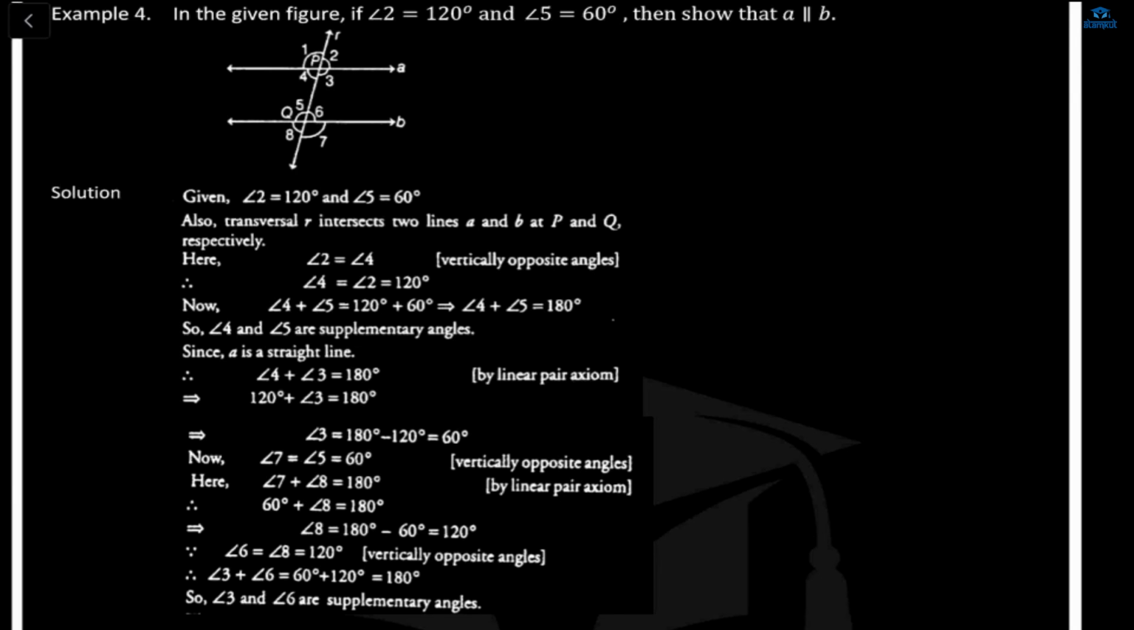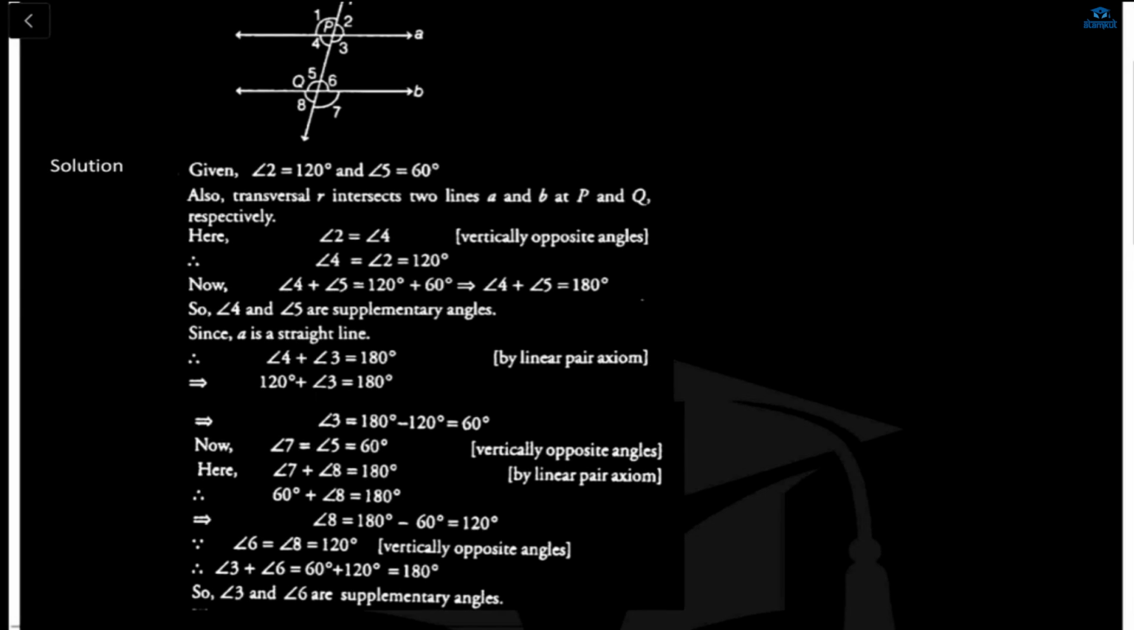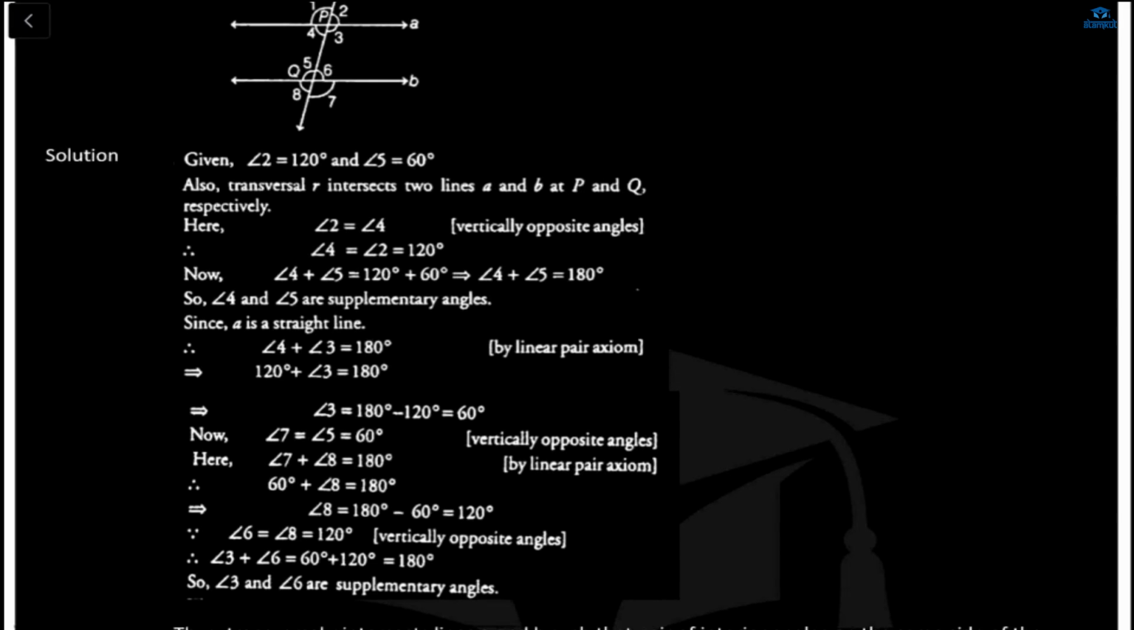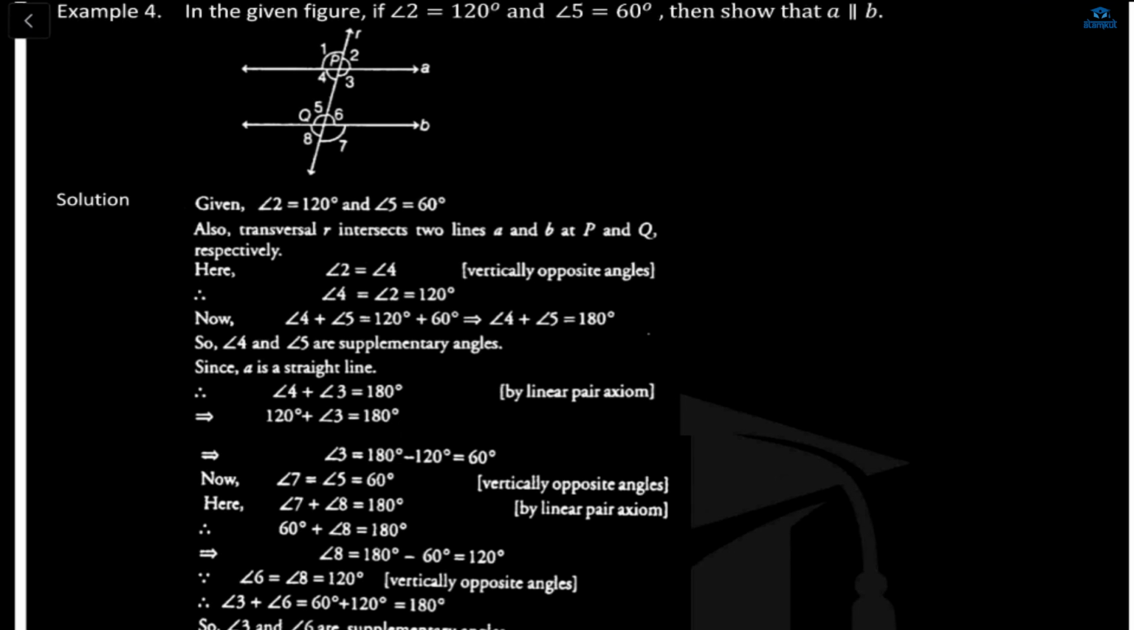Now here in the solution, it is used that the supplementary angles: angle 4 plus angle 5 is equal to 180 degrees and angle 3 plus angle 6 is equal to 180 degrees. Therefore, lines A and B are parallel. So I'm doing it that way. See, angle 2 is equal to 120 and angle 5 is equal to 60 degrees. Angle 2 is equal to angle 4 because they are vertically opposite angles. So angle 4 is equal to 120. If you add angle 4 plus angle 5, 120 plus 60 gives you 180. That means it is a supplementary pair of angles.